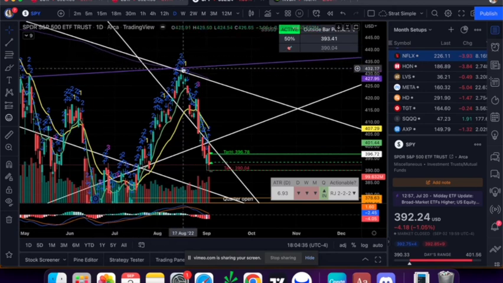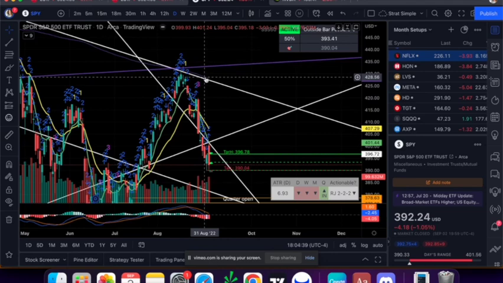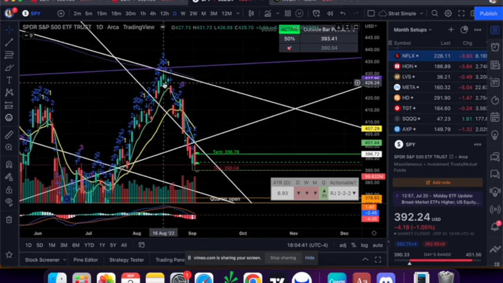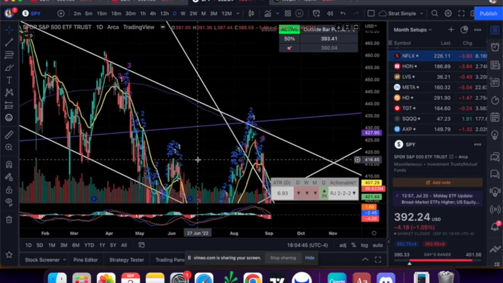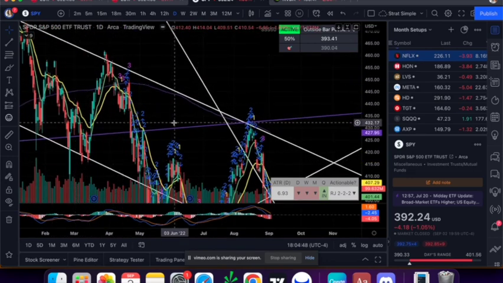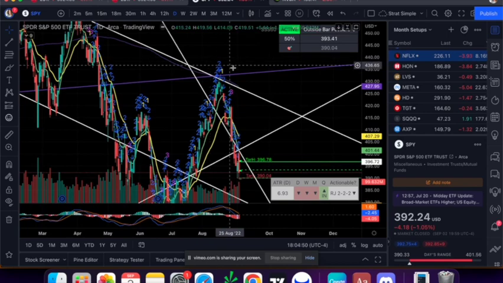Oh, sorry, that's my broad information. This is the 200. That's the wrong color. But yeah, we need to break above this and hold. We haven't been able to do that, and it's pointing down.